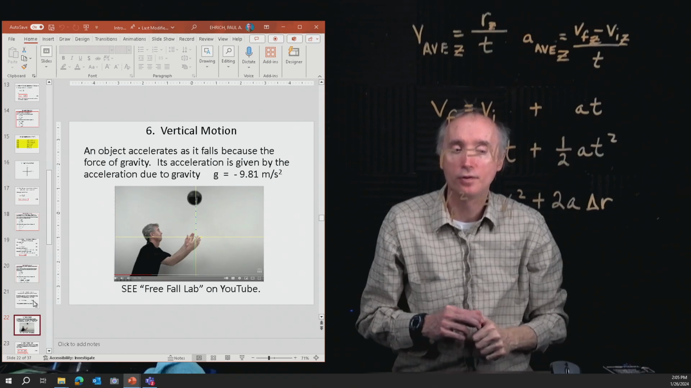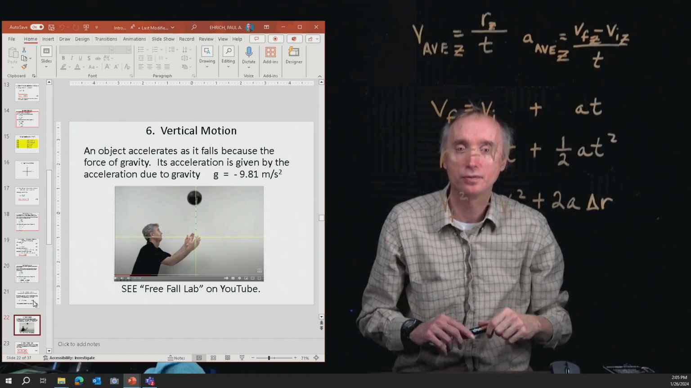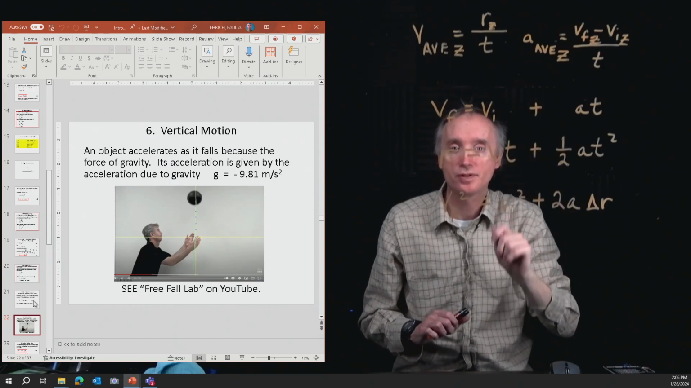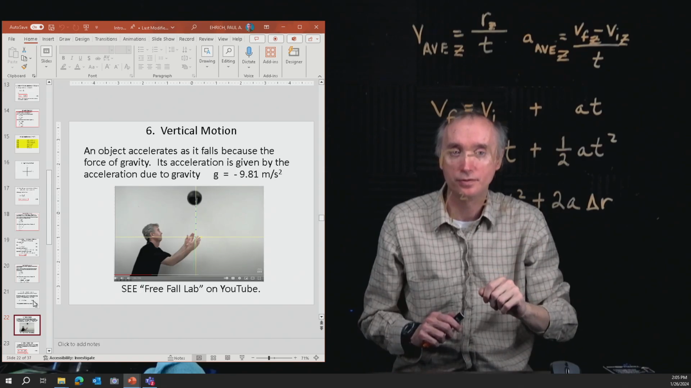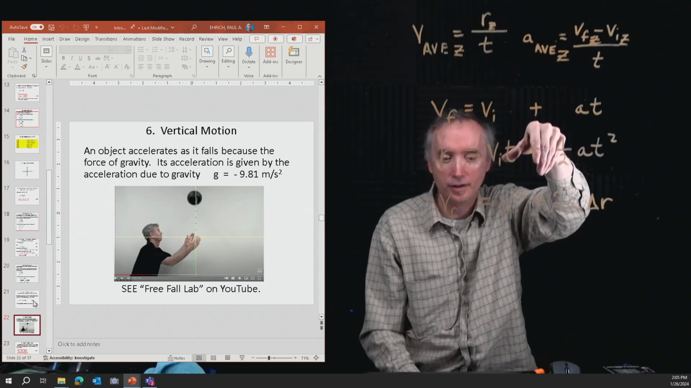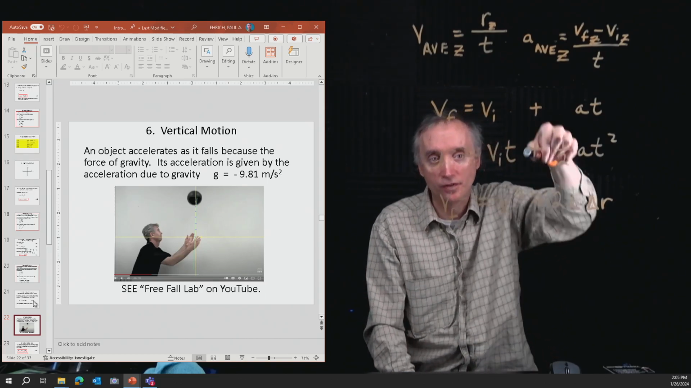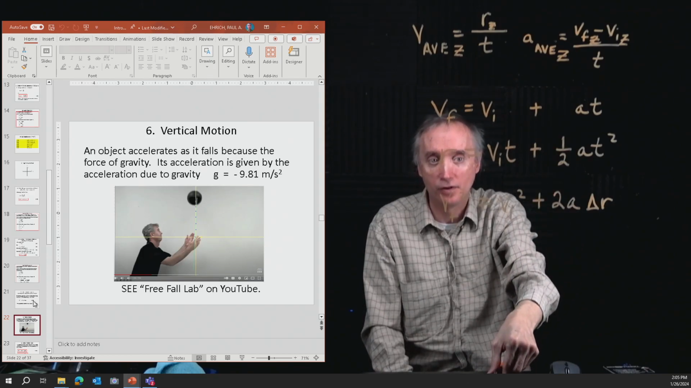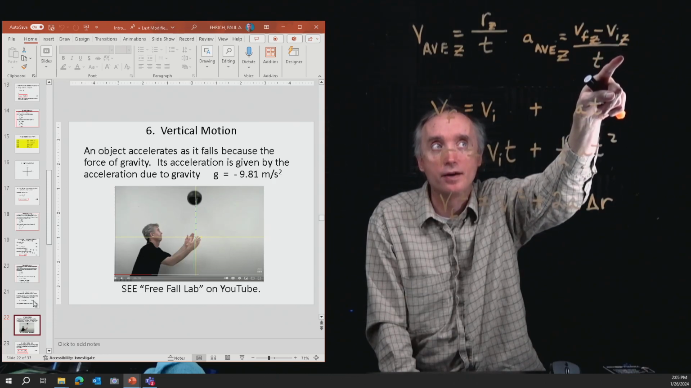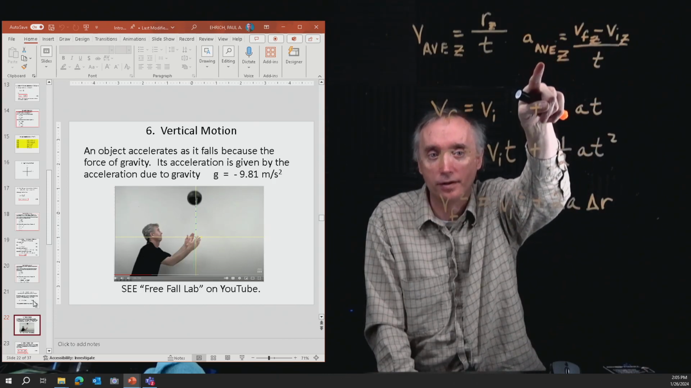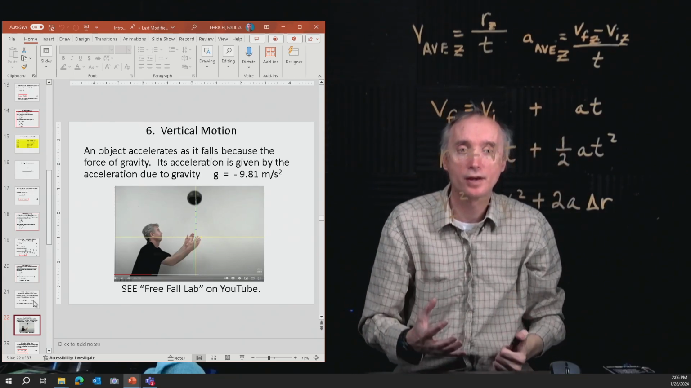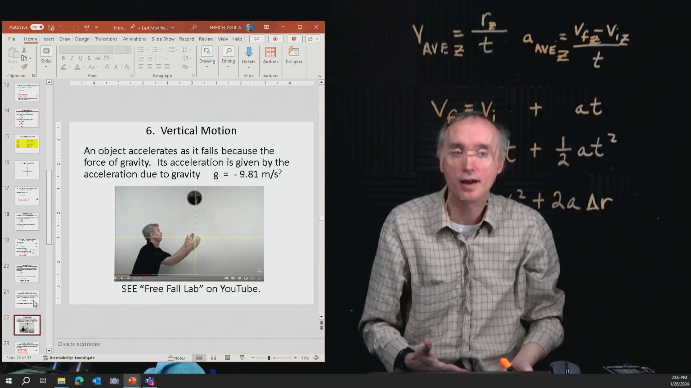Well, things are a little bit easier when something is going up and down because there's a particular acceleration that you experience. So if I take this thing and I drop it, it accelerates. It goes faster and faster as it falls. And so that means its speed is changing. So that must mean it is accelerating. Well, when something is falling, the acceleration is being caused by gravity.